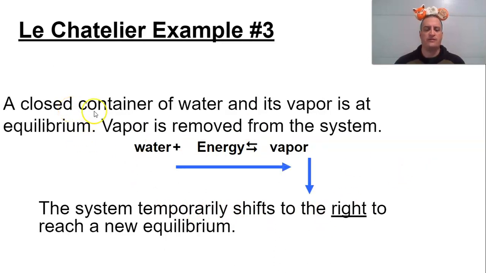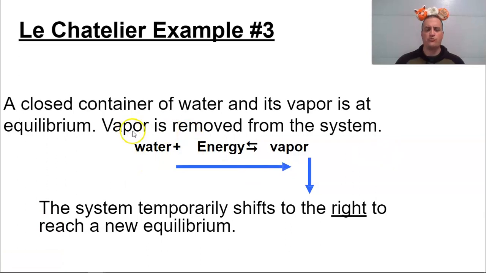Another example, closed container, water and vapor in a system. We remove vapor from the system. When we remove vapor, that means there's more water and energy present, so it's going to shift to the right to make more vapor. It's true with vapor pressure. When we remove the vapor that's above it, more and more of this liquid, in this case water, is going to evaporate to have that equilibrium vapor pressure.